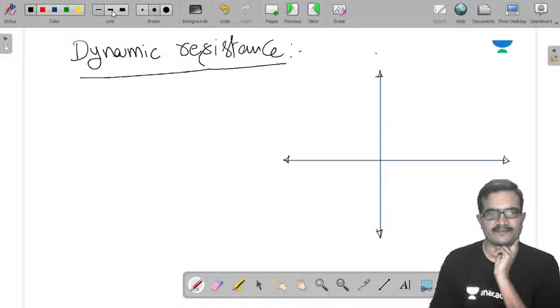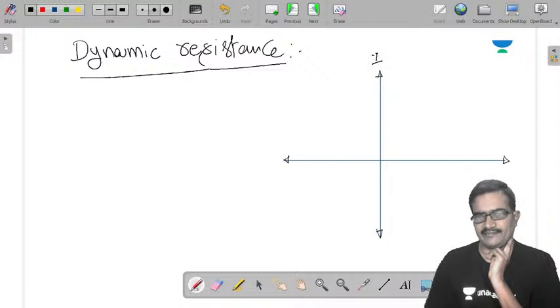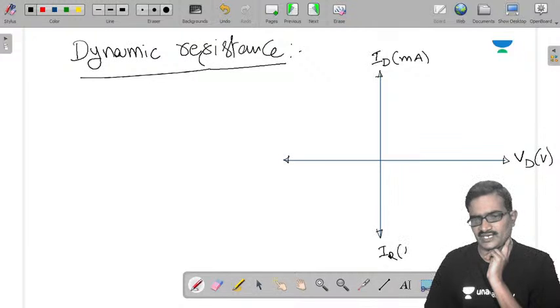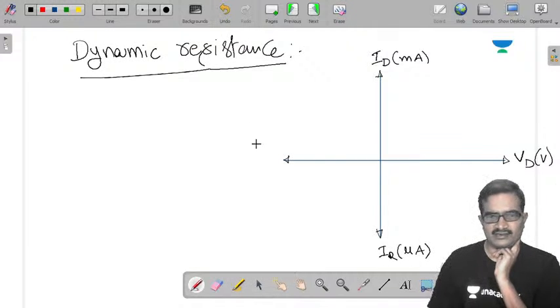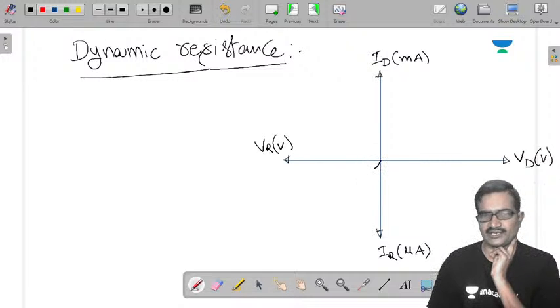Now this is ID of the order of milliamps, VD of the order of volts, reverse current IR of the order of microamps, reverse voltage VR of the order of volts itself. Now this is the plot in reverse bias. So in forward bias, this is the plot. Somewhere here is V gamma.